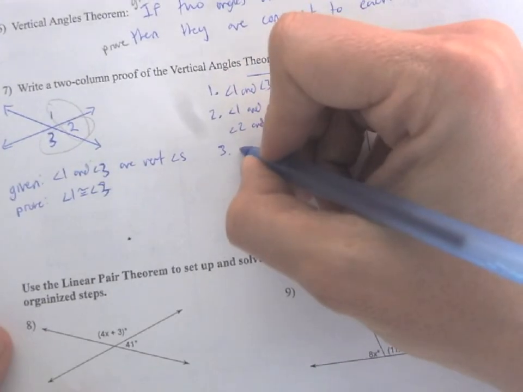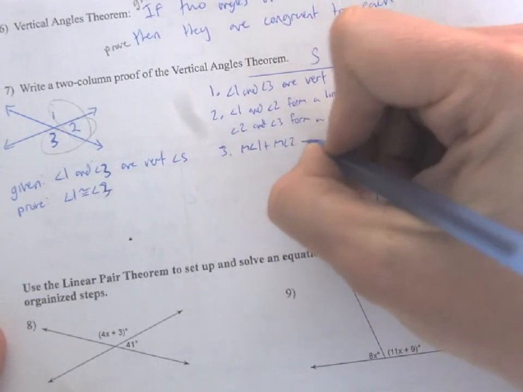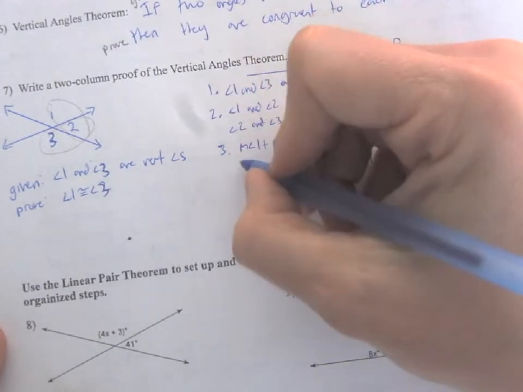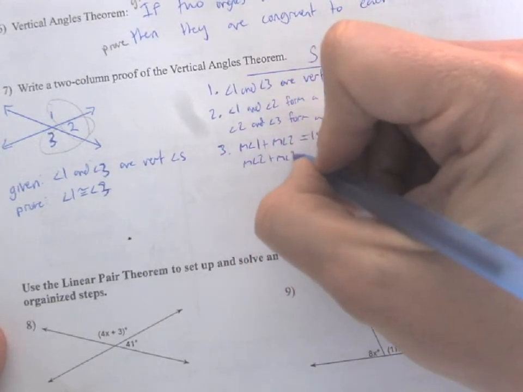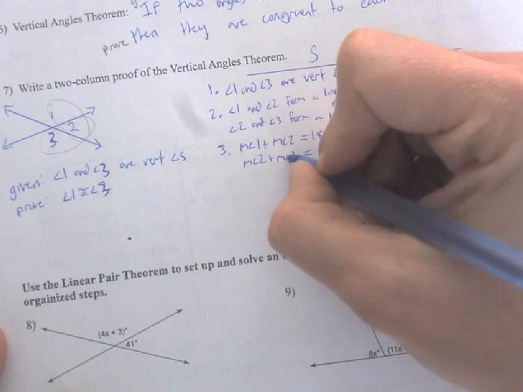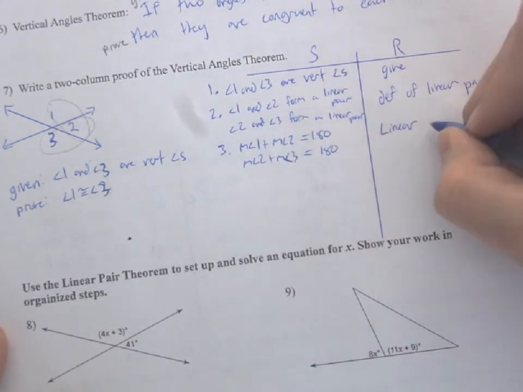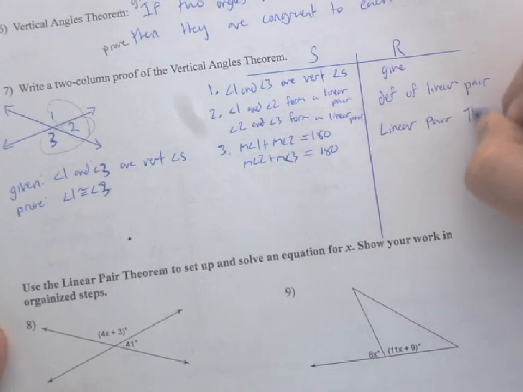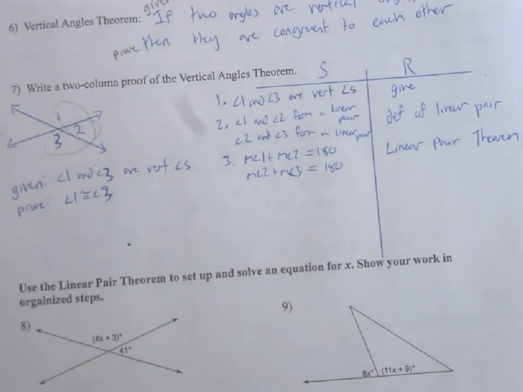So check this out. The measure of angle 1 plus measure of angle 2 equals 180. The measure of angle 2 plus measure of angle 3 equals 180. And now our justification is a theorem that we've already proven. So, linear pair theorem. Pretty cool. As soon as you use a theorem, it's part of your axiomatic system. It's now something that you can use in your future proofs.